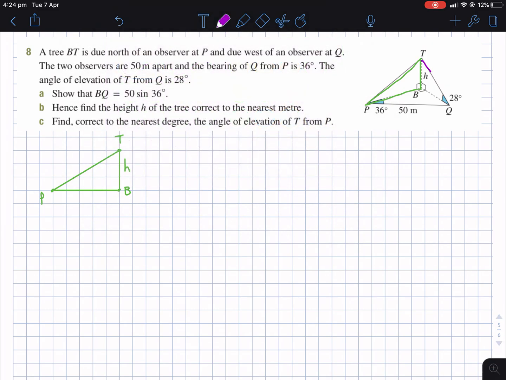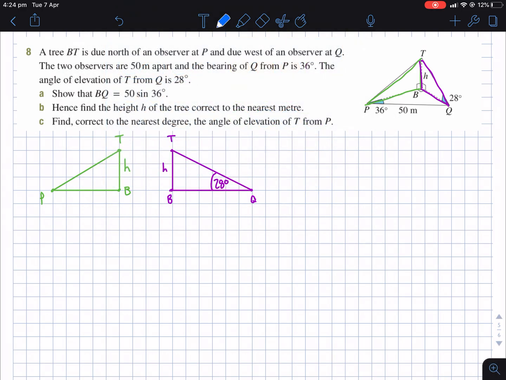We've got this triangle kind of going down the side here. So from T down to B and across to Q. We know this one also H. And we know that this angle is 28 degrees. And that's all we know.